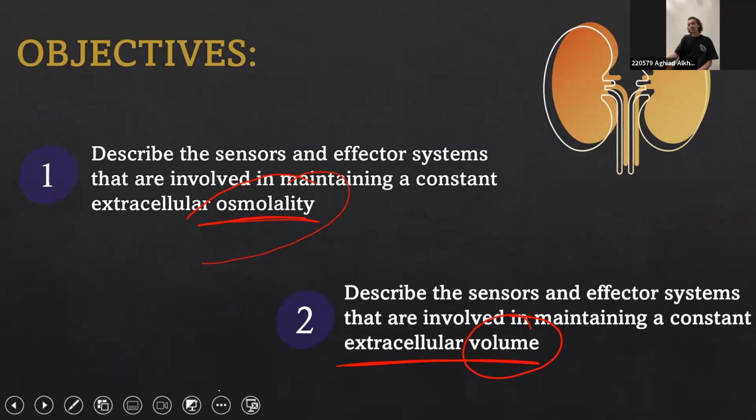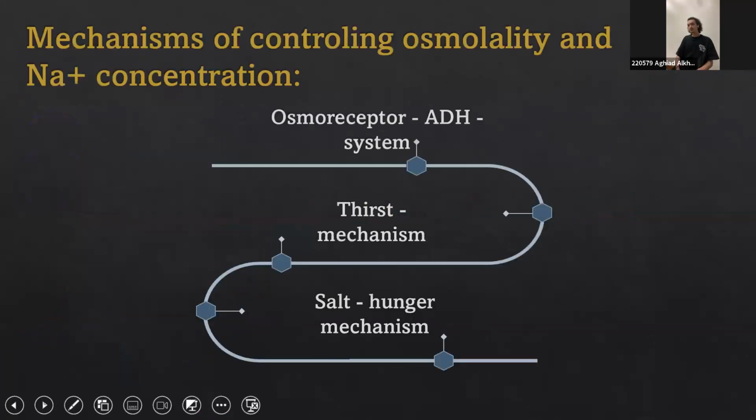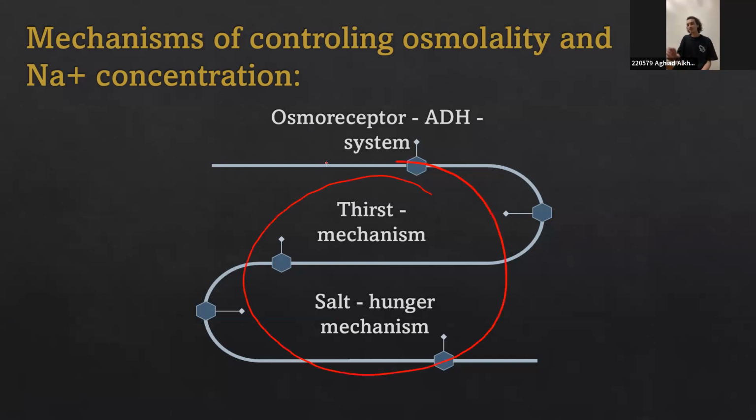All right, let's start with the details now. The mechanisms of controlling osmolality and sodium concentration. We have three main ones, as you can see on the screen. You have the osmoreceptor ADH system, the antidiuretic hormone, the thirst mechanism, pretty simple, and the salt hunger mechanism. The latter two are simple, right? It's just the osmoreceptors that have a bit of detail to them. So let's start with the osmoreceptors.